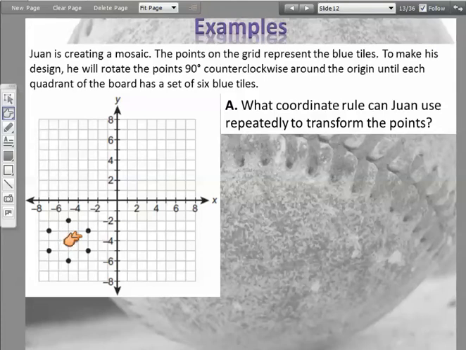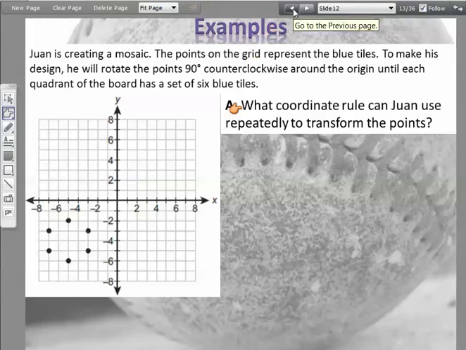Now, what I want you to realize is counterclockwise, if the minute hand on your clock goes this way. Okay? Juan here is going to be translating these points to go counterclockwise. So part A says, what coordinate rule can one use to repeatedly transform the points? Okay, now we haven't gone over this one yet.